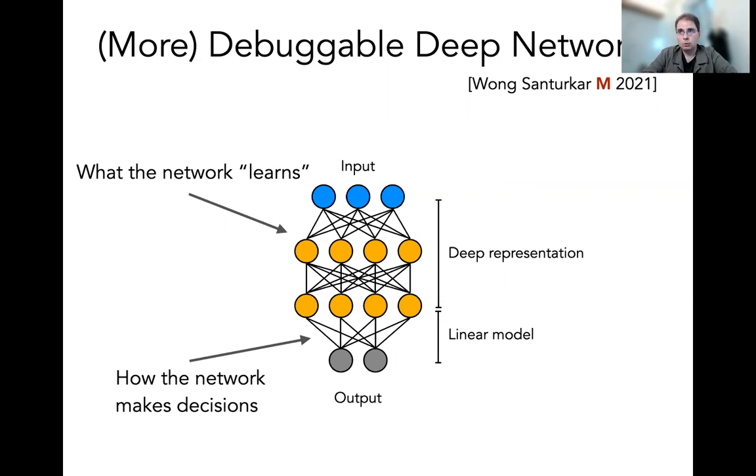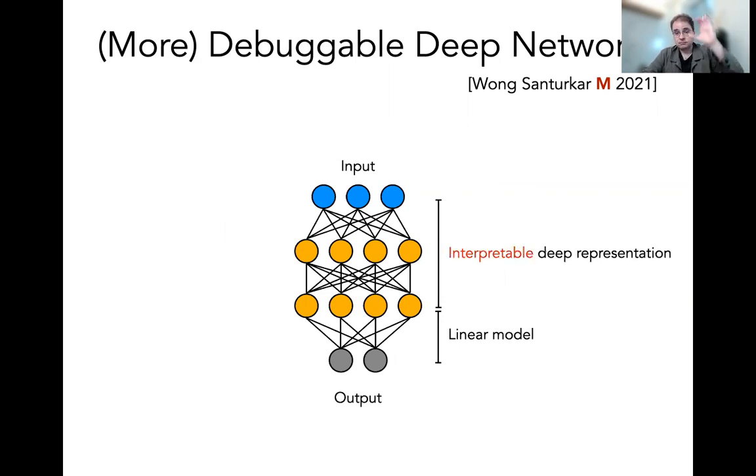And now what we would like to do, on the one hand, is make this feature extractor more interpretable. And on the other hand, we would like this decision layer to be more sparse, so we actually have a hope of trying to understand it. So this is the desiderata, and how do we execute it?